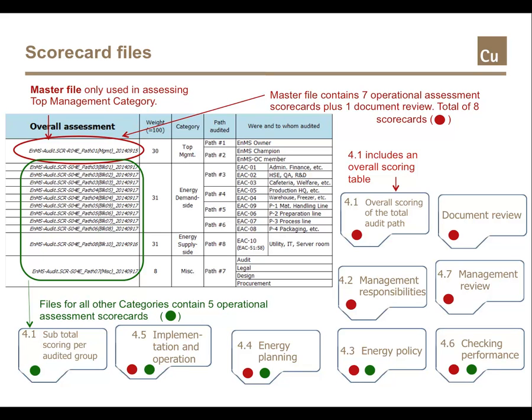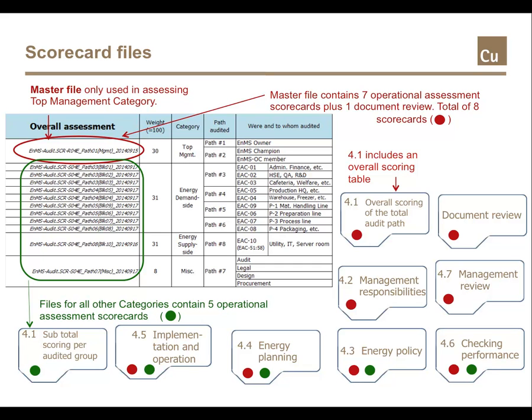And here's a breakdown of the scorecards that need to be completed and gathered for each category. The file for the top management category is made up of 8 scorecards, a document review sheet plus 7 sub-scorecards. The topics are each marked with a red dot on this slide. Other categories have only 5 scorecards. They are indicated with a green dot on this slide.